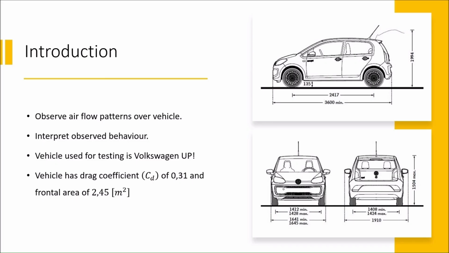The purpose of this assignment was to observe the airflow patterns over certain areas of a passenger vehicle and then interpret the observed behavior to make useful conclusions about the aerodynamics of the vehicle, as well as potentially why the vehicle has a certain body shape and why certain engineering decisions were made.